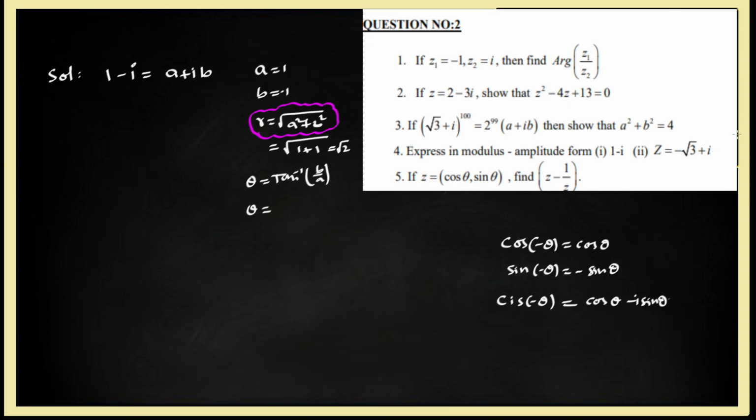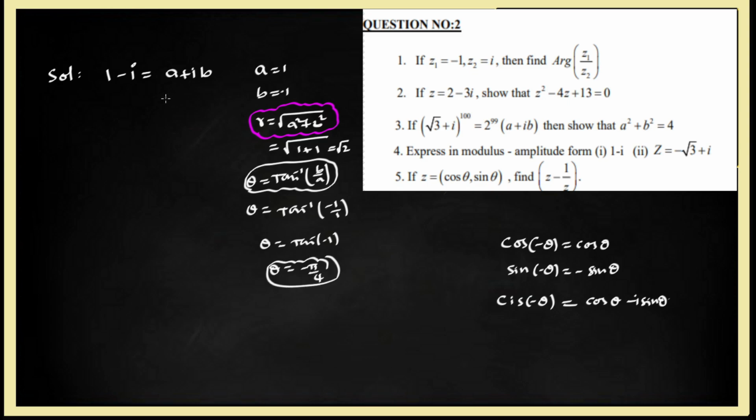Now the formula of theta is tan inverse of b by a. Tan inverse, b is minus 1, a is 1. So theta equals tan inverse of minus 1. Theta equals tan inverse of minus 1 means minus pi by 4.